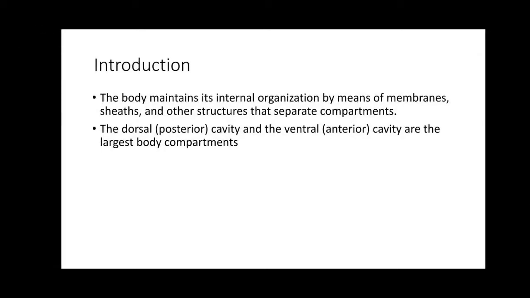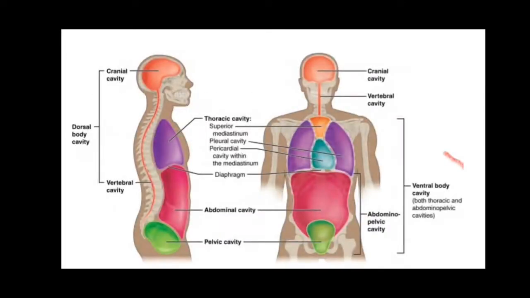The body maintains its internal organization by means of membranes, sheaths and other structures that separate the body into different compartments. We have the dorsal or posterior cavity and the ventral or anterior cavity, which are the two largest body compartments. You can see in the picture that these are the two largest cavities. These cavities contain and protect delicate internal organs.